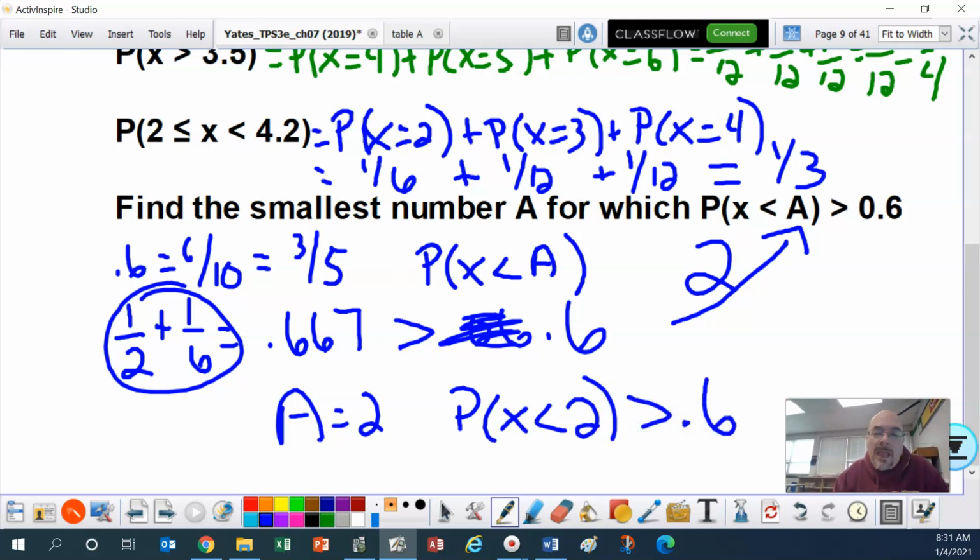So you just had to do a little math there. You had to do some adding. And you got to watch your inequality. All right, moving on.